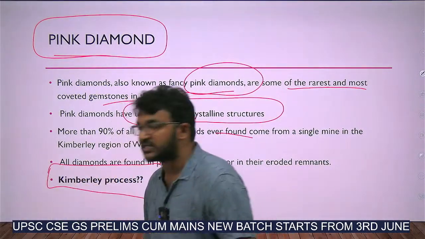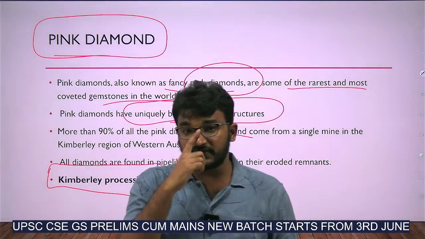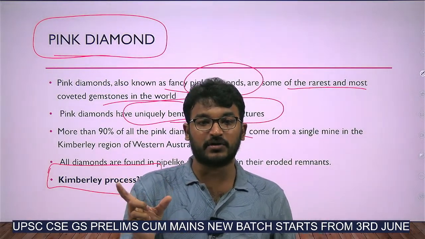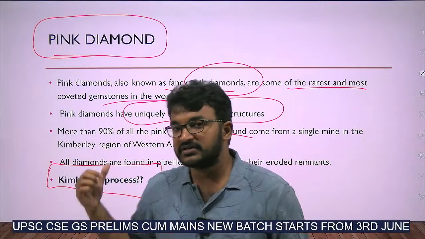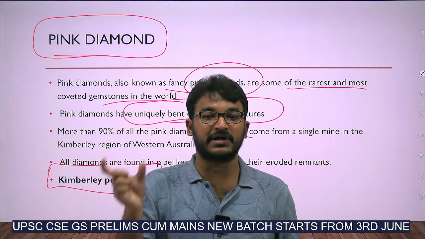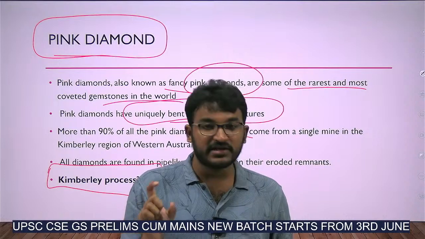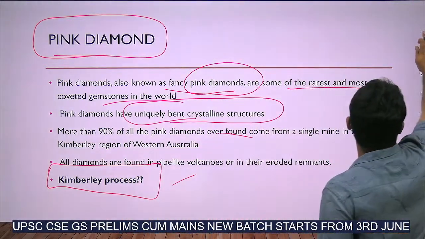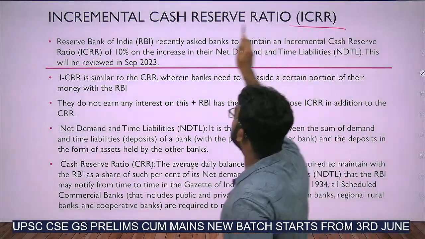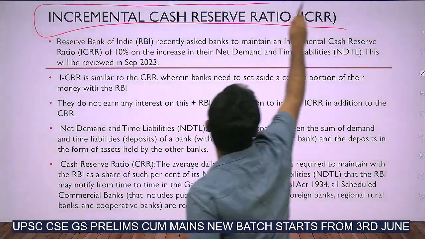And this word is in use, Kimberley process. If in the exam it has been asked that Kimberley process is in use, what is the reason? This Kimberley process is related to diamond manufacturing. Okay? It is a word related to diamond manufacturing. Next. Incremental cash reserve ratio.